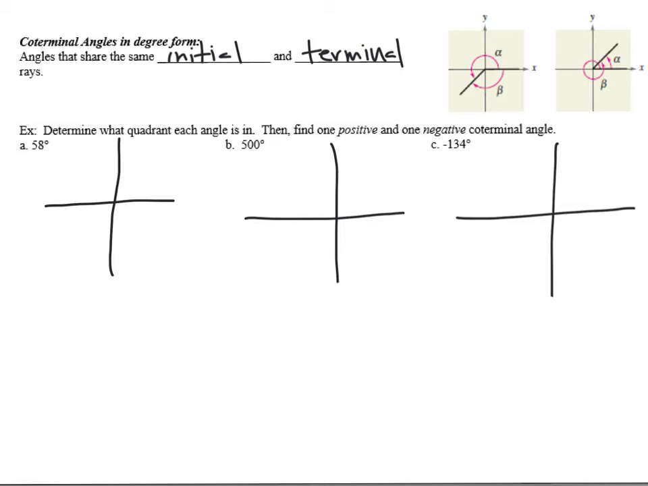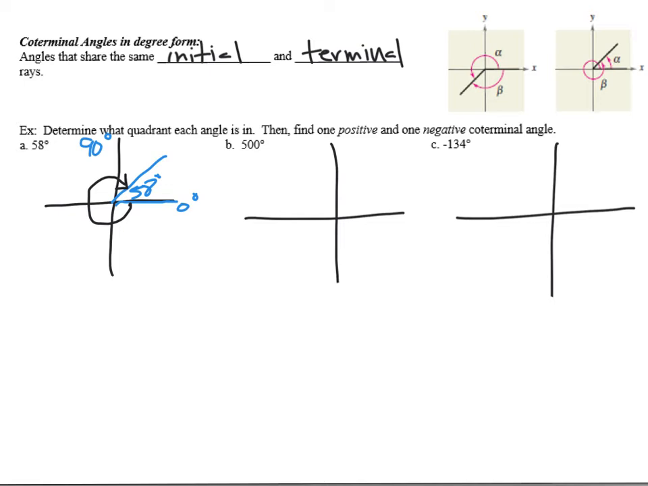Okay, 58 degrees, by the way. I'll just mark the ones that I think are relevant. We're talking quadrant 1. There's 58 degrees. All right, so a couple different ways to think about coterminal, okay? You could go the negative direction and head that way. Okay, if I wanted to get a negative one, that would work.